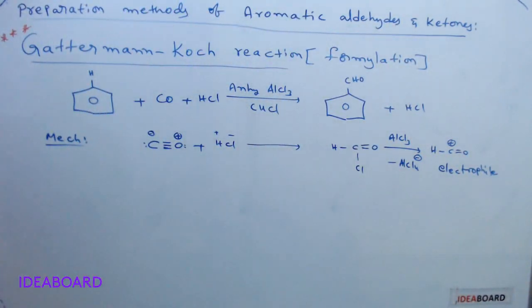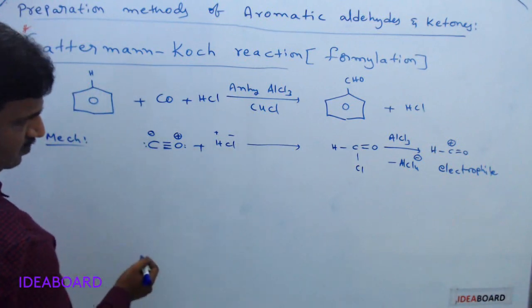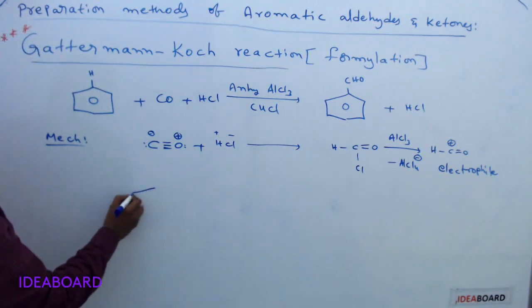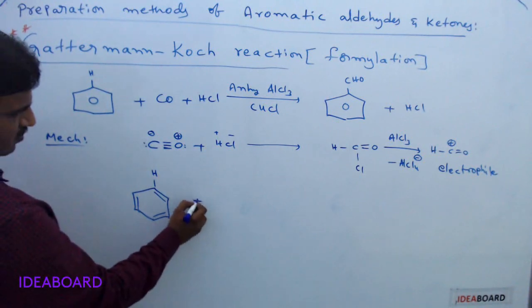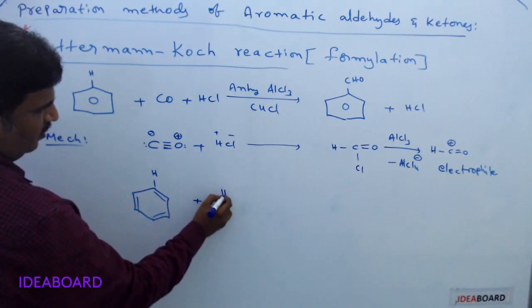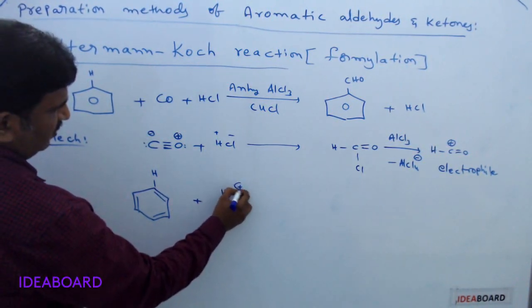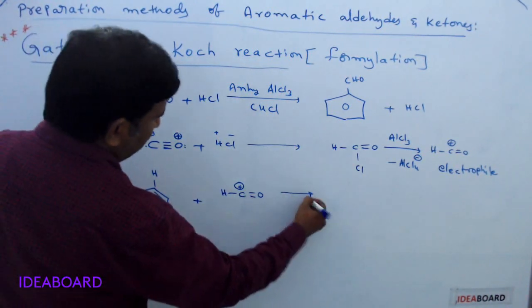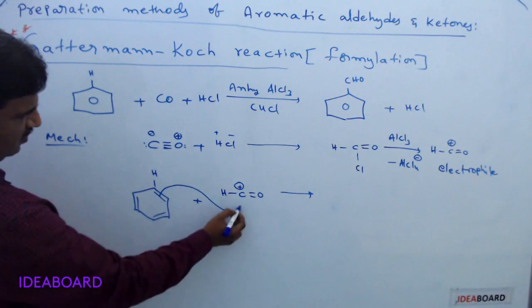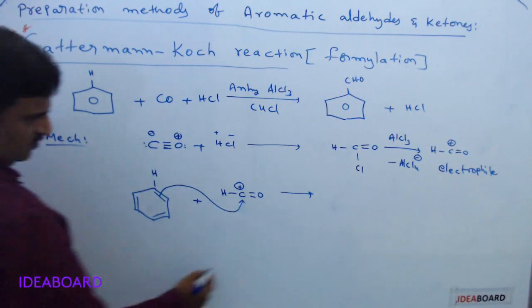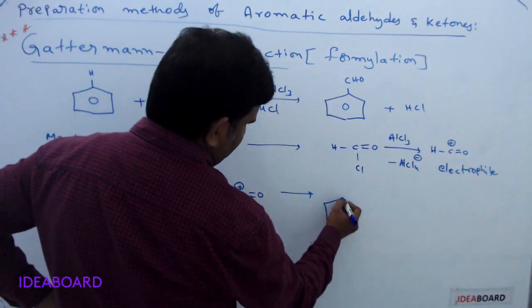Now we take the benzene ring, containing H, and I am writing pi bond, pi bond, pi bond. Now the HCO we wrote, HC plus with double bond O, the electrophile, is present. On this electrophile, the pi bond electrons attack. Then what is formed here?